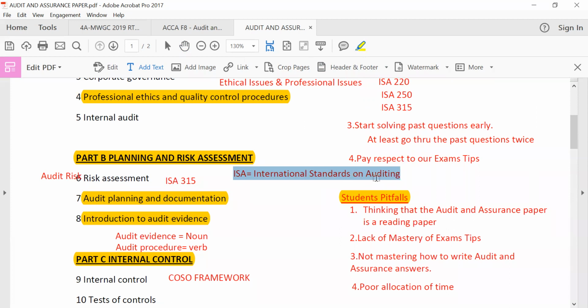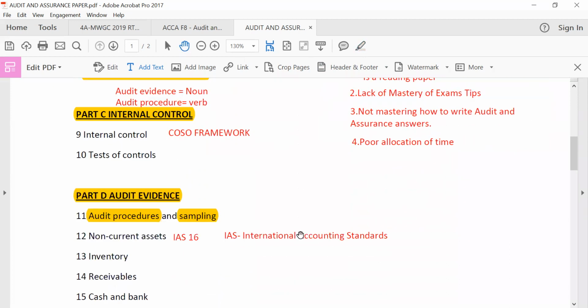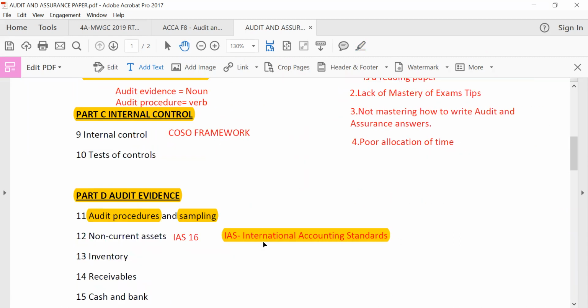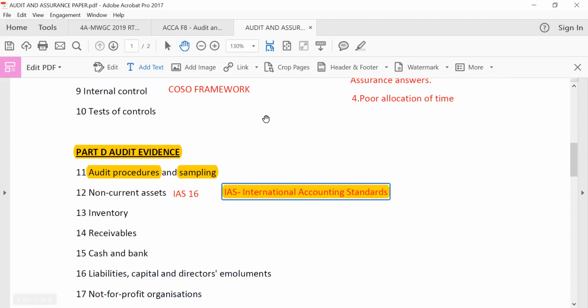That is what I've highlighted now. We have International Standards on Auditing, and we have International Accounting Standards, right? That is issued by the IASB, International Accounting Standards Board. That is okay. So we have ISA, International Standards on Auditing, and we have IAS, International Accounting Standards. Thereafter, we come to inventory. IAS 2 talks about inventory.